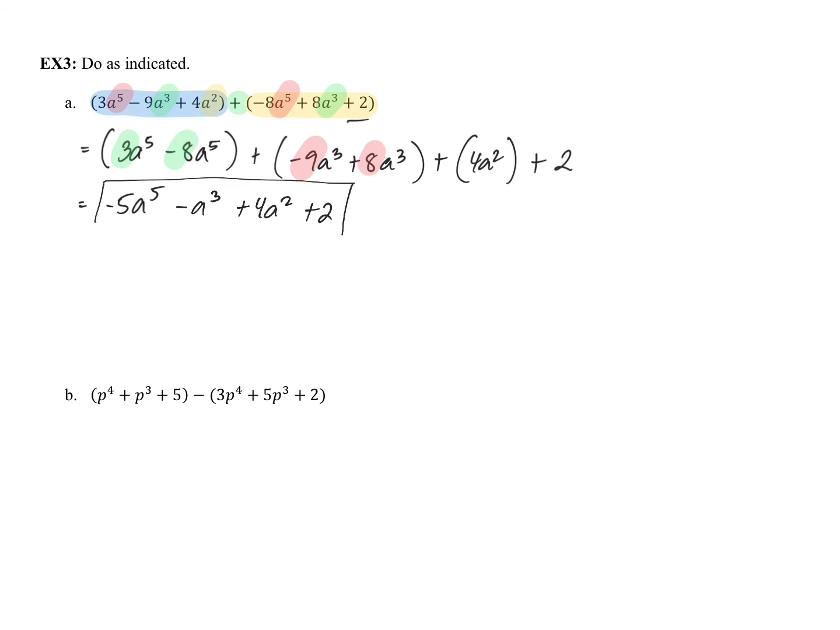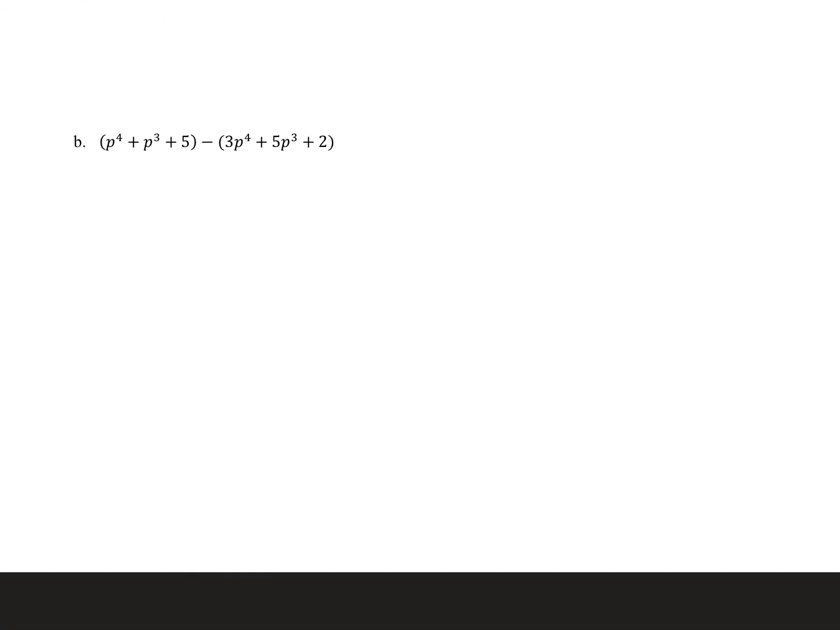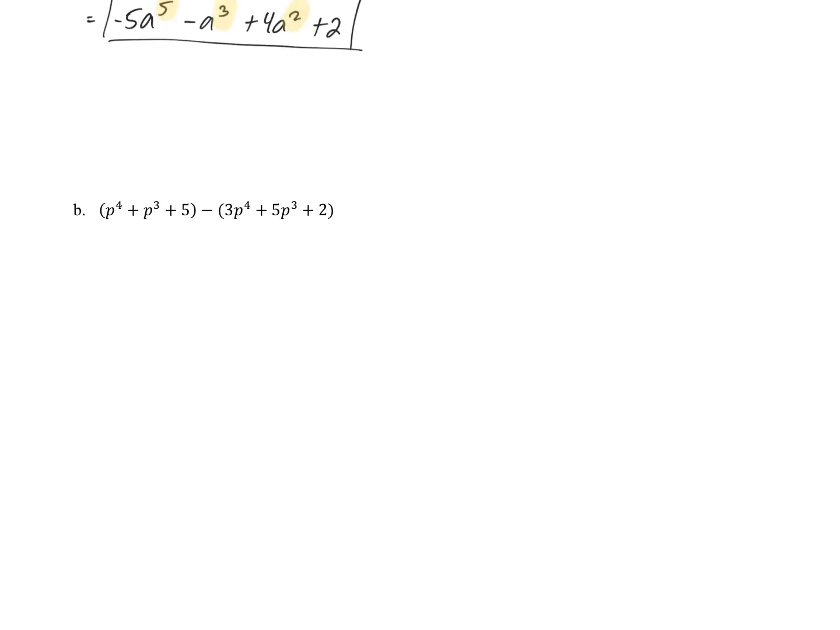We can go ahead and box our answer. And notice it is in descending power. A to the 5th is first, then 3rd, 2nd, and so on. Alright, lastly, what do we have here? We have one polynomial, and we're subtracting from it another polynomial.